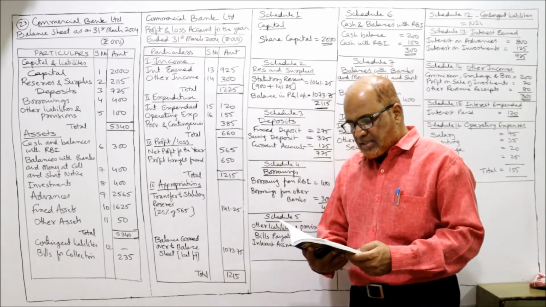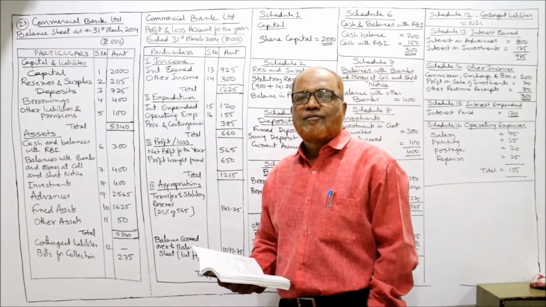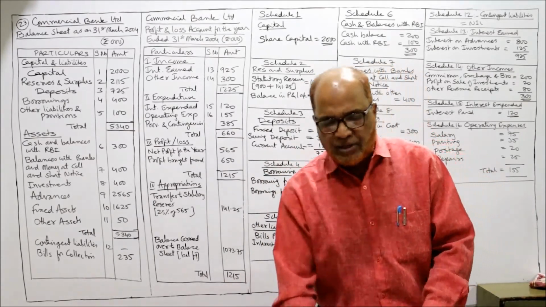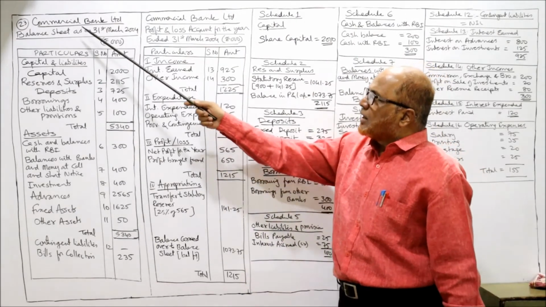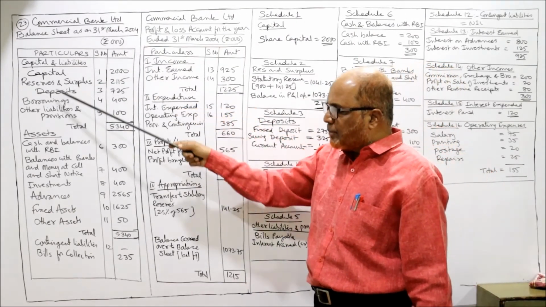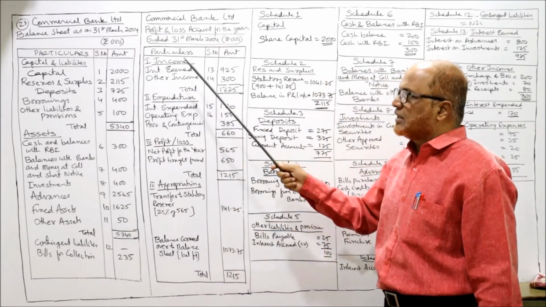From the following trial balance as on 31st March 2004, prepare the final accounts of commercial bank. Final accounts means both profit and loss account as well as balance sheet. So I have written here Commercial Bank Limited balance sheet as at 31st March. I have prepared the complete format of the balance sheet. Don't take the amounts; after preparing the schedules, we'll take the amounts.